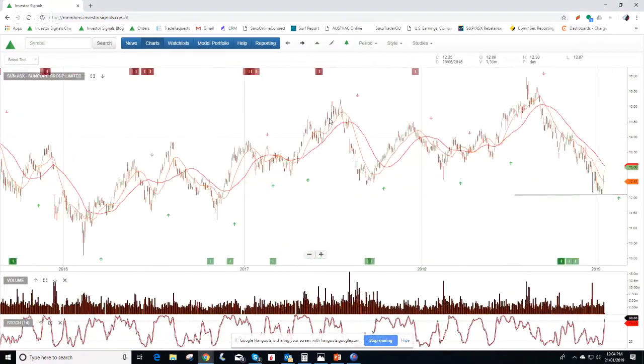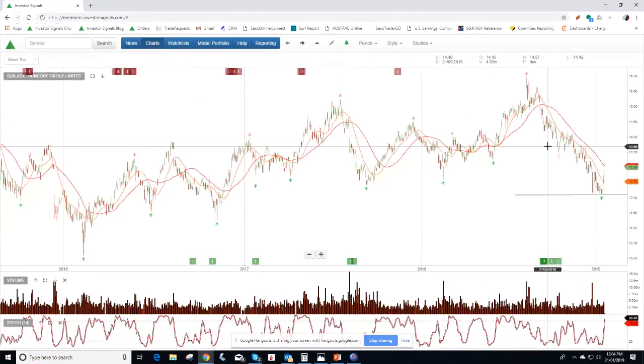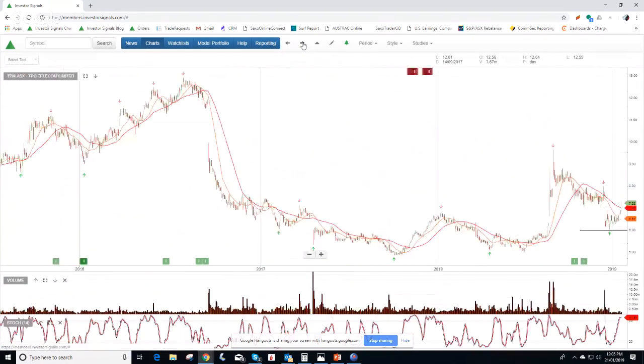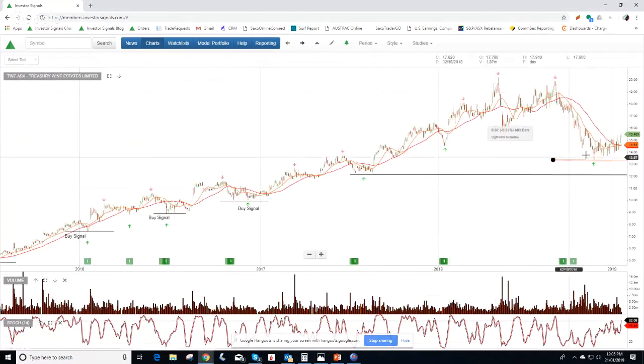Suncorp, so this is one that I've spoken about. We're minor buyers of this at around this $12 level. Suncorp trading back up to around $13.50, I think, is back near resistance. TPG Telecom, Treasury Wine, so we like this.